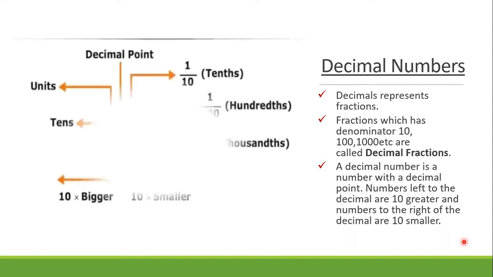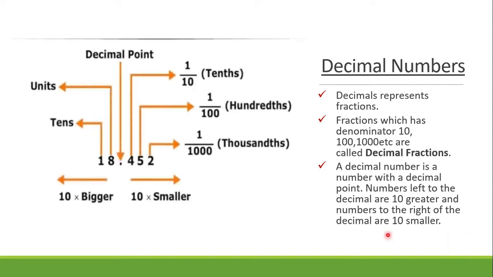Look at these numbers having a decimal point. As we move to the left of this number, every digit gets 10 times bigger. As we move to the right, every digit gets 10 times smaller.